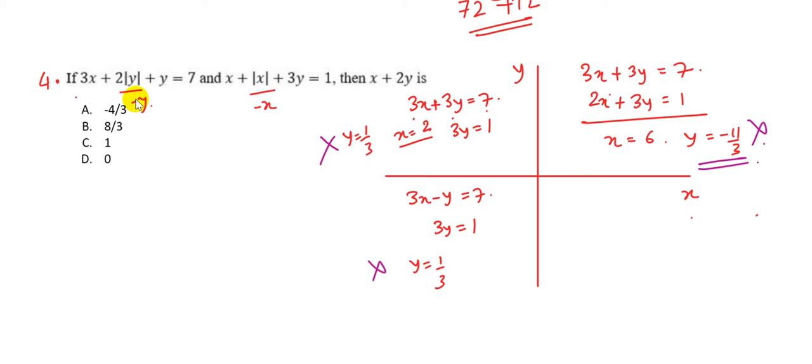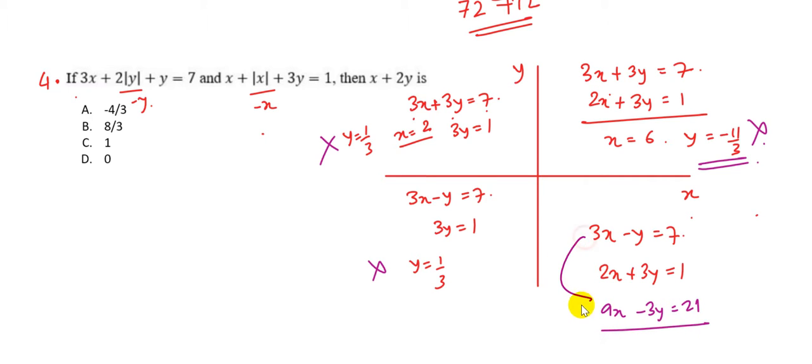So that means the first equation will become 3x minus y equals 7. The second equation will, however, remain, modulus x will remain as x. So 2x plus 3y equals 1. So now we solve this simultaneously. We multiply the first one with 3 so that we can eliminate y. So 9x minus 3y equals 21 from here. And then we simply add them, we get 11x equals 22, or x equals to 2.